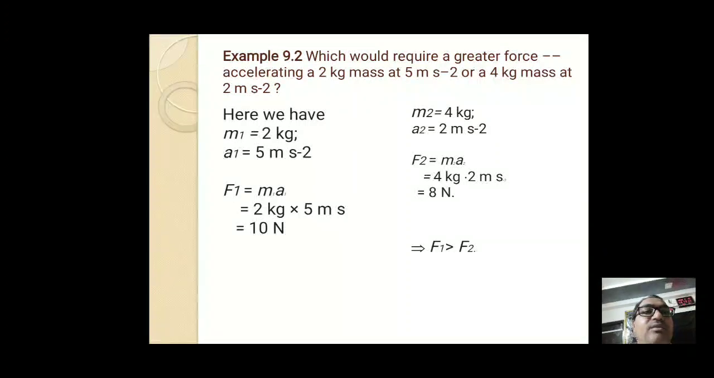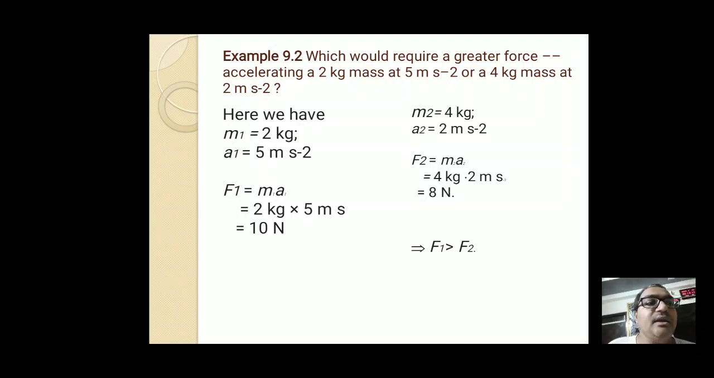Here we have mass 1 equal to 2 kg and acceleration is 5 meter per second square. We have to find force 1, so F1 equal to question mark. F is equal to ma, so F1 is equal to m1 a1, for the first case. The mass is 2 and acceleration is 5. So 2 multiplied by 5, so force 1 is equal to 10 Newton. So in the first case the force required is 10 Newton.